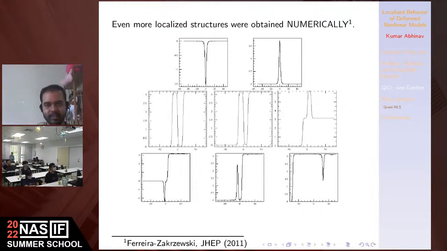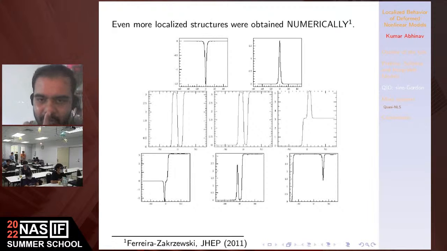So these are more numerical results that I want to give you, from this Ferreira and Zakrzewski JHEP paper in 2011. These are the so-called dark and bright soliton solutions which are possible there. Even parity solutions were there also, which are actually discarded because of these parity conditions. But you can see these are the odd parity solutions.